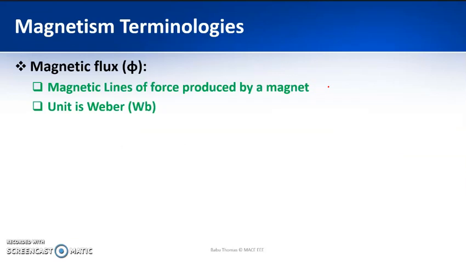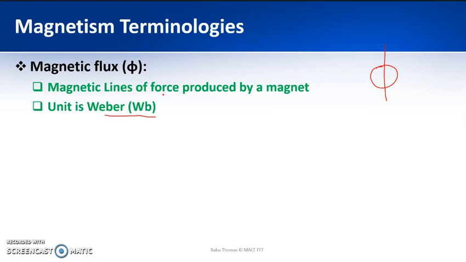Now we will discuss certain terminologies related to magnetism. The first one is magnetic flux, represented by the symbol phi. The magnetic lines of force produced by a magnet are called magnetic flux, and the unit is Weber. These magnetic lines of force we cannot see physically, but we can experience them through the magnetic property. These lines will never intersect each other, and magnetic flux lines which are parallel to each other in the same direction will repel each other.